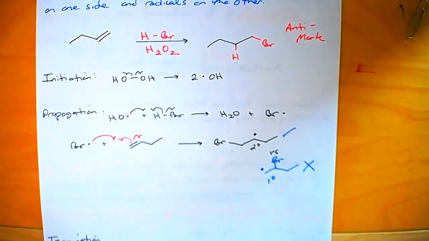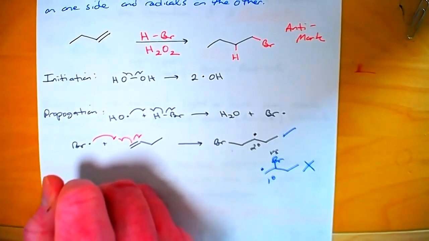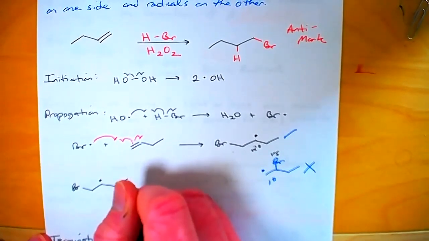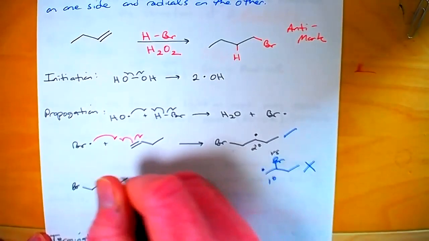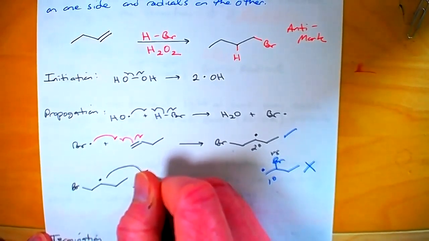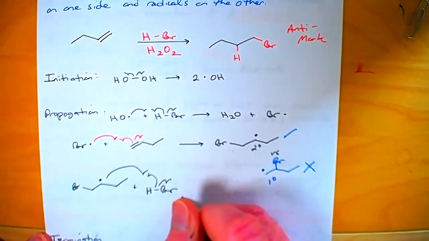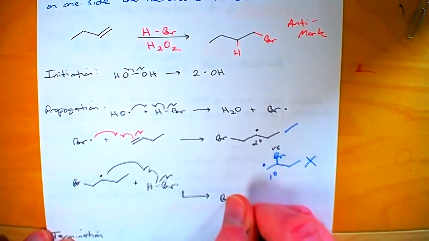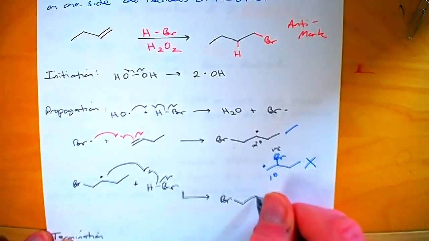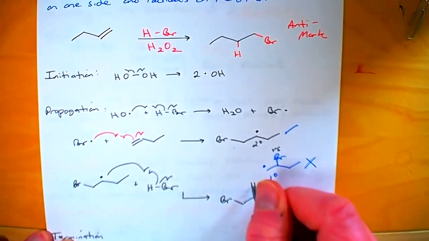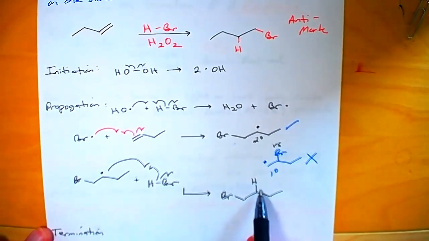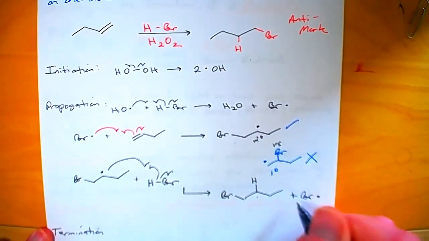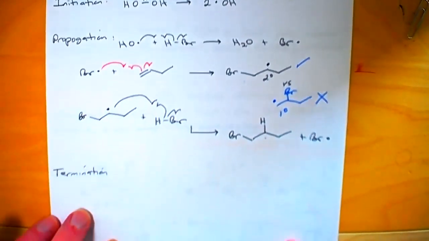Now, to finish this up, that secondary radical can react with another molecule of HBr, continue the propagation by deprotonating that, so you now have your anti-Markovnikov product, which is what we see up here, and the formation of a bromine radical, which can go right back up here and repeat that whole process.